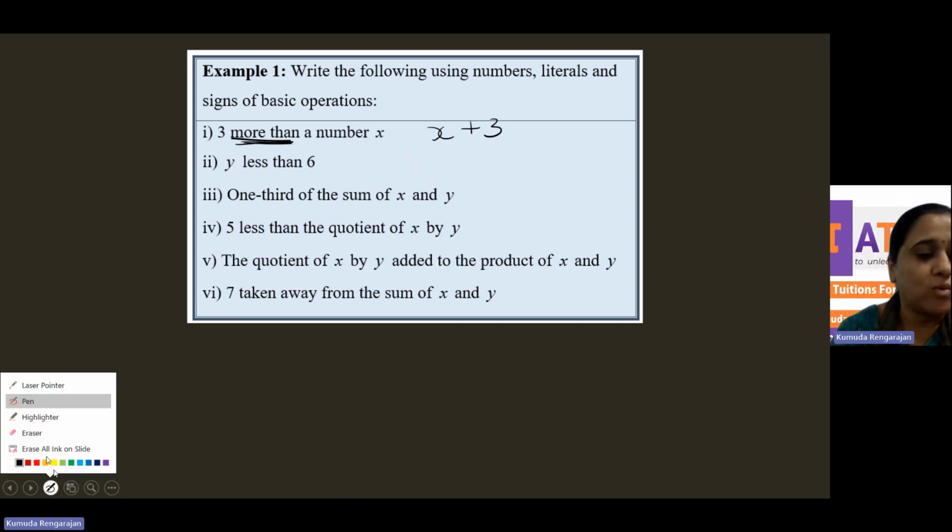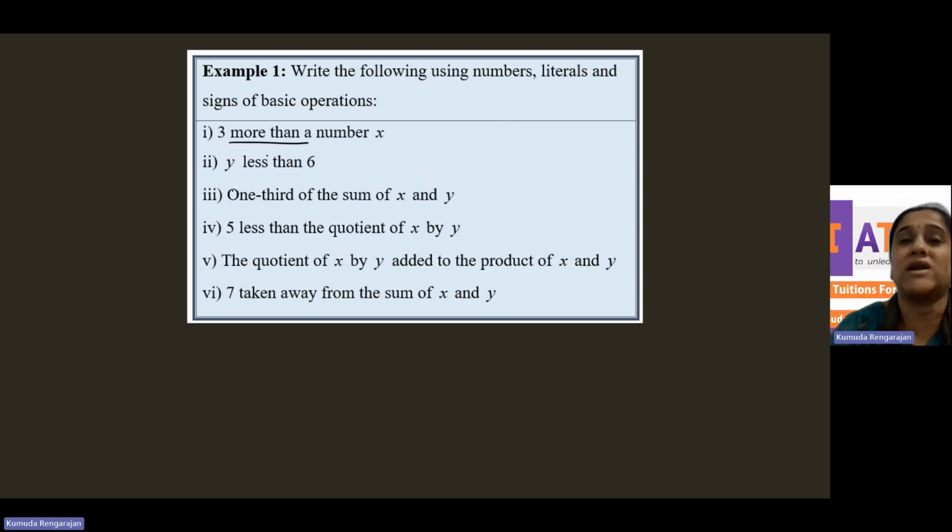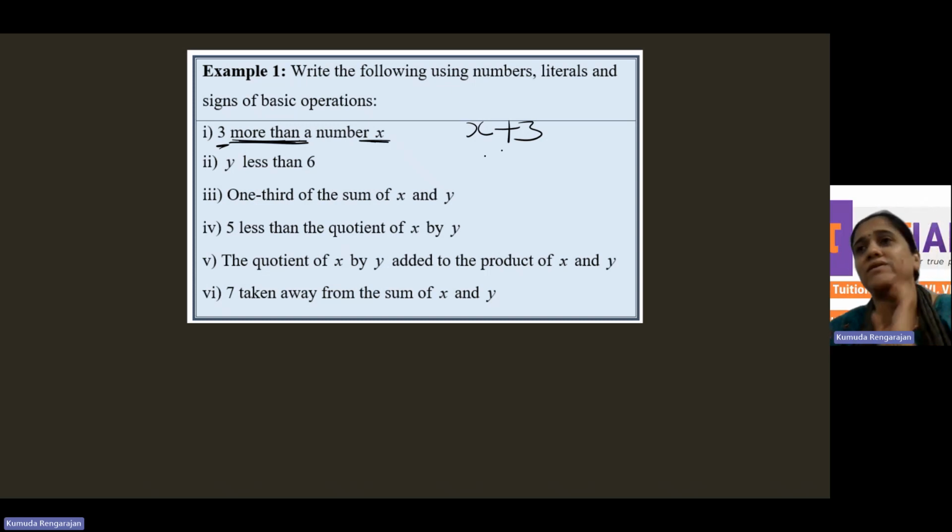Whenever you see the words more than or less than, more than means addition, less than means subtraction. Whatever comes after than, X, should be written first. Then if it is more than, addition; if it is less than, subtraction, and then this number 3. So 3 more than a number X is written as X plus 3.